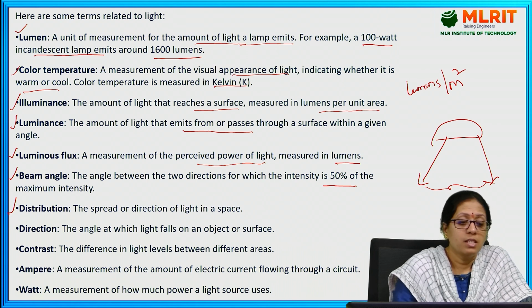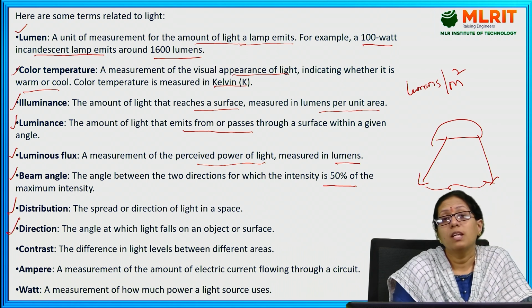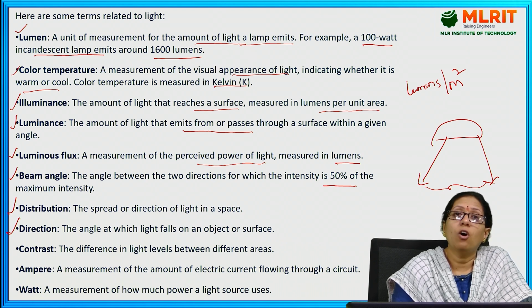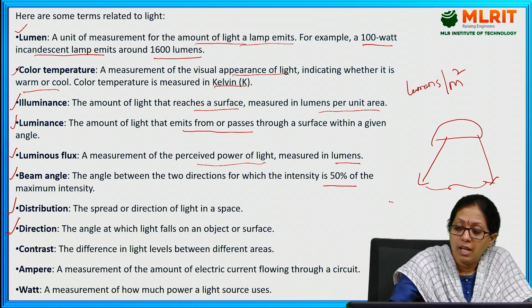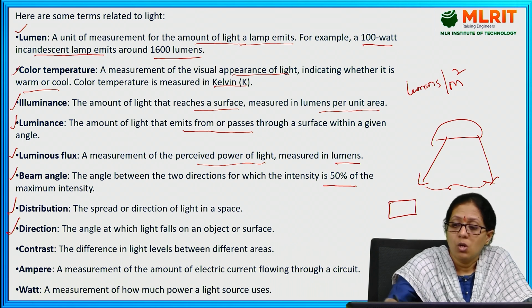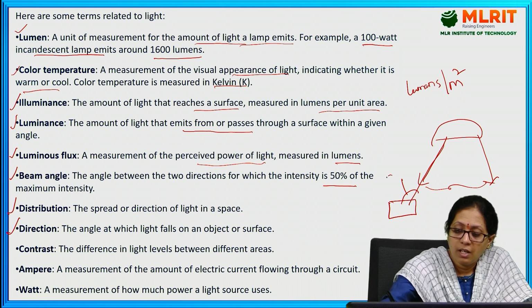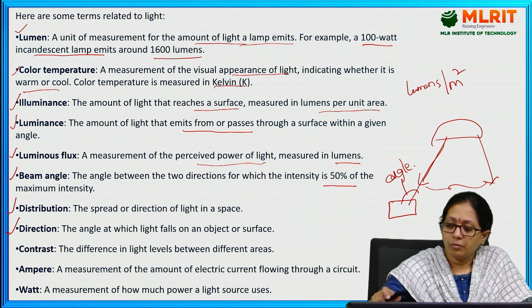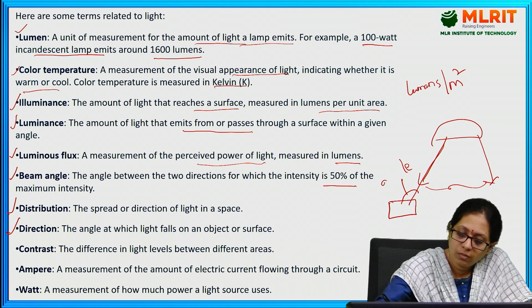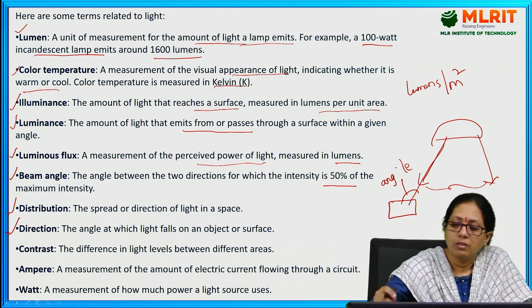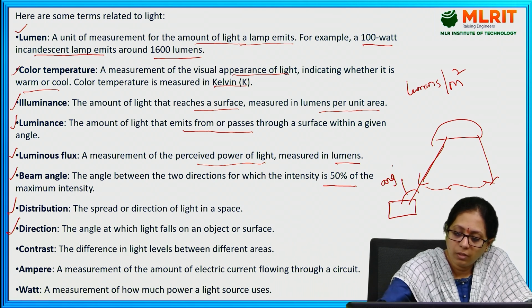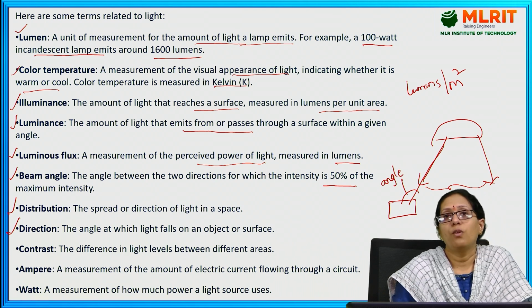The next one is direction. The angle at which light falls on the object. Let us take my object placed here, so at which particular angle the light flows.